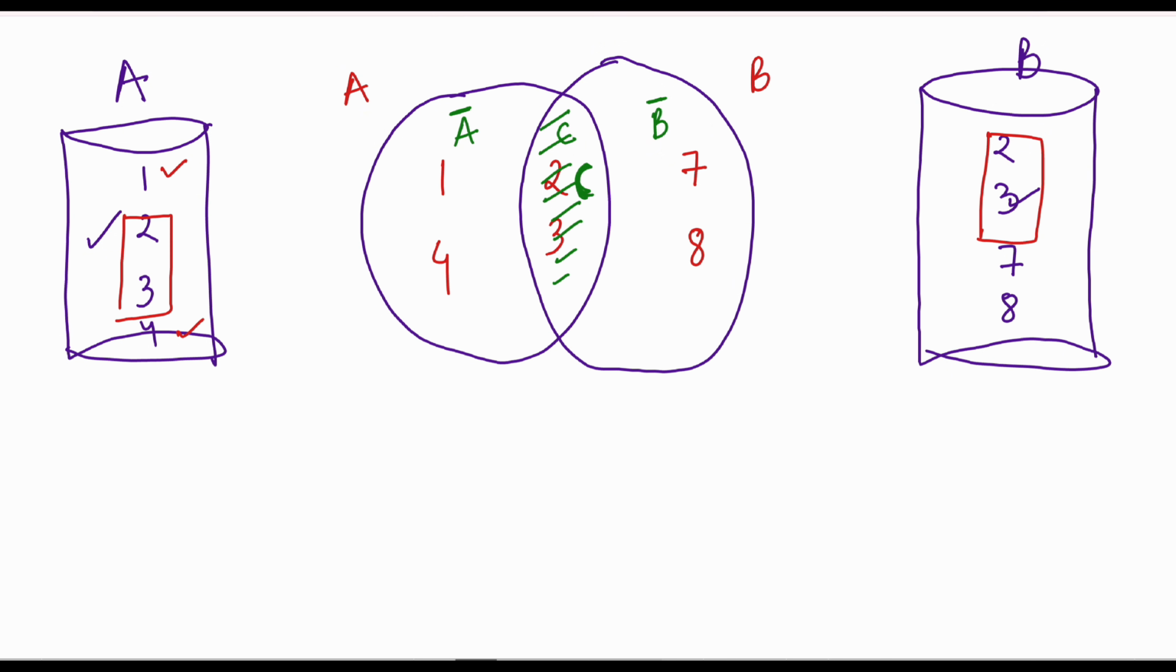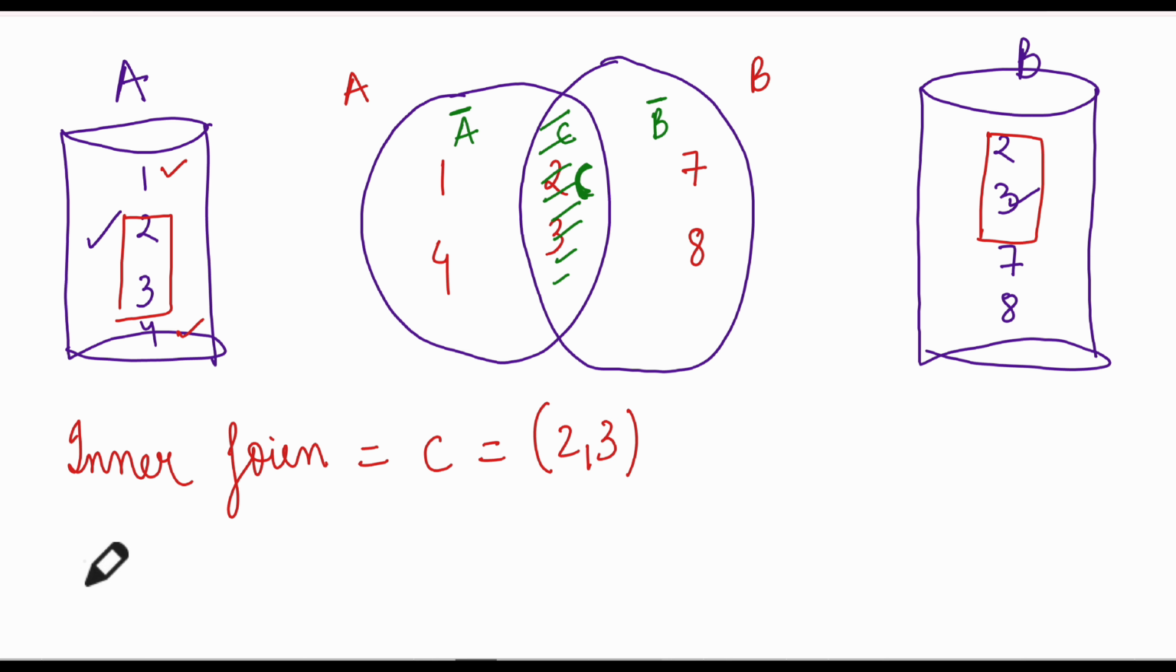Now, what does inner join, outer join mean? Let us write it down. First of all, let us write down what is inner join. Inner join is equal to the section which is common to both, and that is equal to section C, which is equal to 2 and 3. Correct? Now comes the left join. What is left join? So for left join, you have to write it like this: inner join.